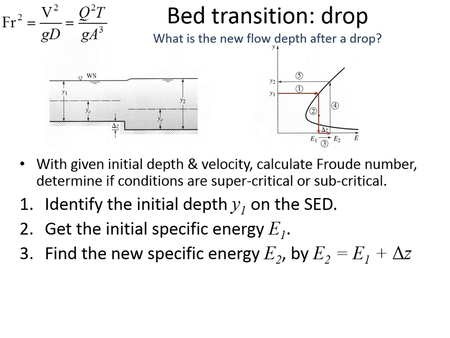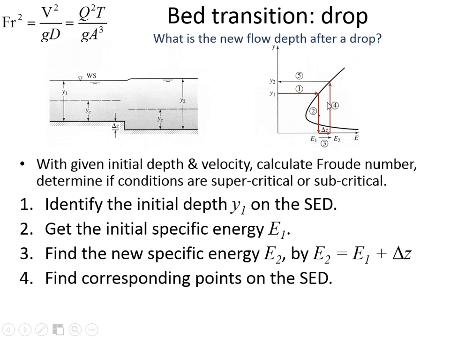The water is going to have more energy, and so E2, the specific energy downstream of the drop, is however much there was upstream of the drop plus the delta Z. Graphically, we just move sideways along the energy axis by the amount of delta Z. Our fourth step is we find there are two different crossings at that energy level, and our new depth is going to be one of those two depths. It's either going to be the supercritical depth or the subcritical depth.